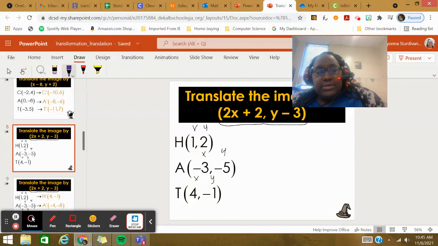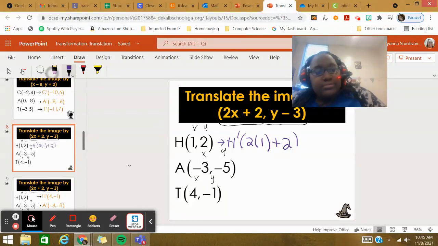So let's go ahead and apply the rules. So I'm going to draw my arrow. I have h prime because now I'm actually doing the transformation now. We're going to do 2, and then I'm substituting, guys. So 2 times 1 plus 2. And then I put a comma, and I am subtracting my y. So 2 minus 3.